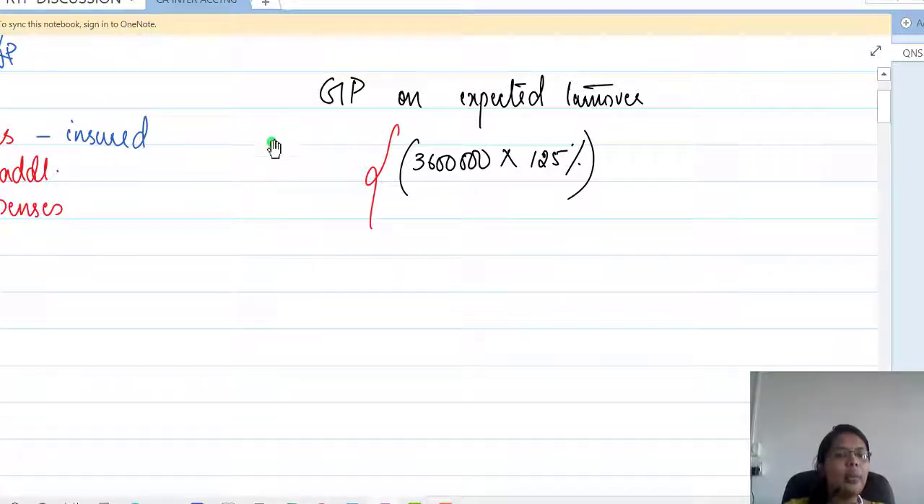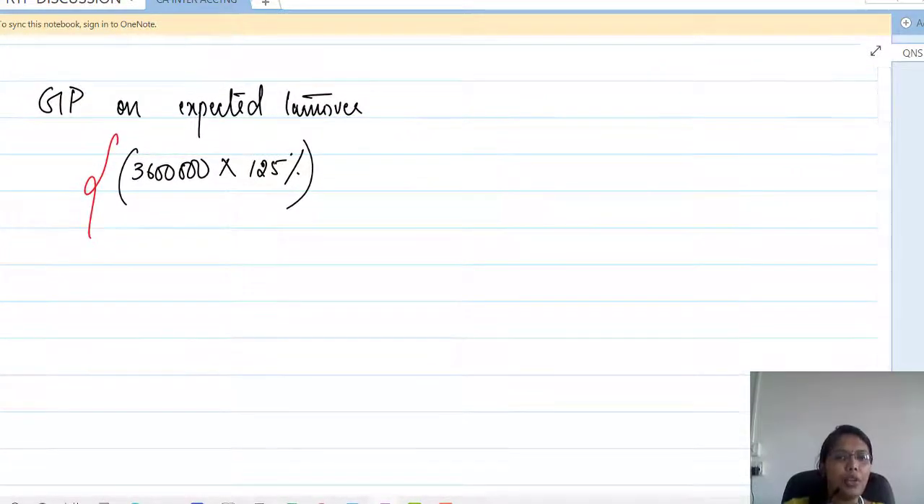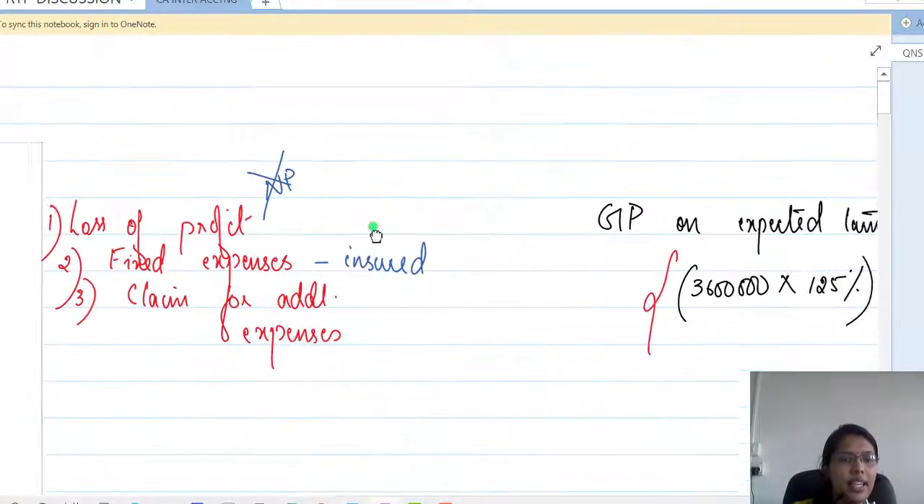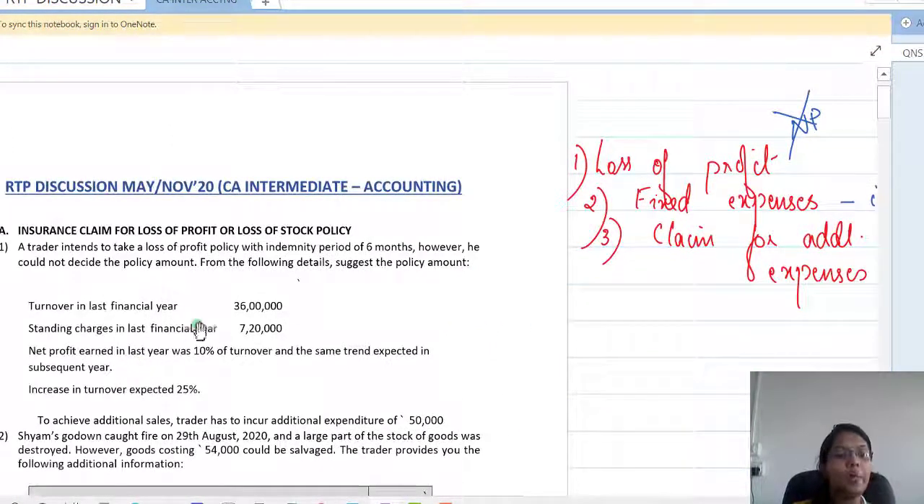For that, profit means gross profit. So how much is the gross profit? Is it given to us? In the question, it is talking about net profit in previous year, 10%, but it doesn't talk about gross profit. So can we apply the net profit which is given in the question? No, we still have to apply only gross profit, because that only will get admitted in a loss of profit policy as claim.